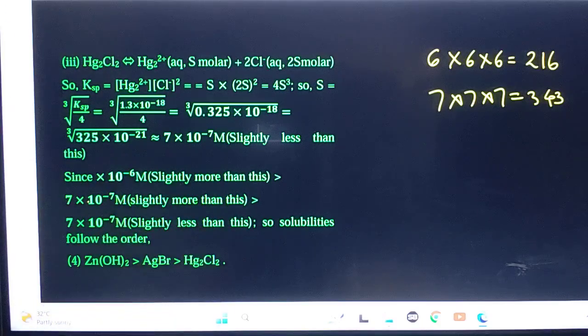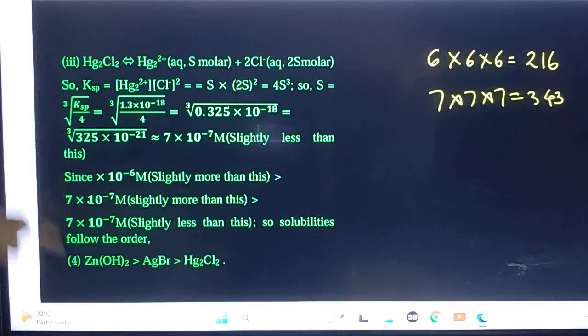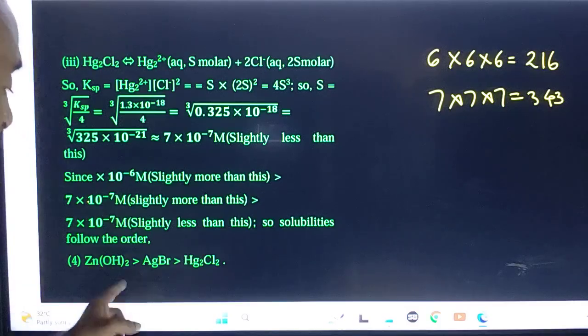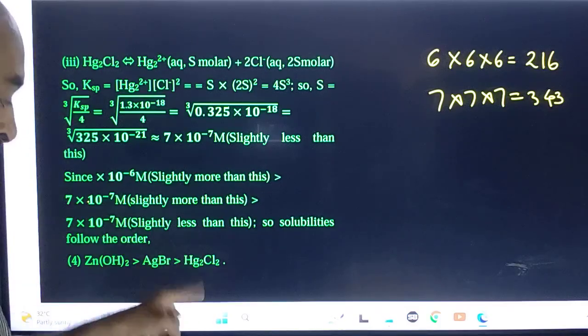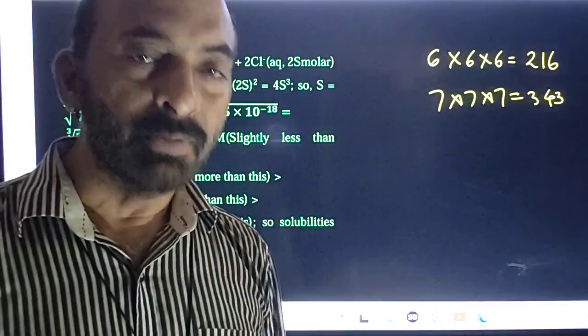So the solubilities will be of the order, from this discussion: zinc hydroxide is the most soluble, followed by AgBr, and least for Hg2Cl2. So our correct answer among the given list is the fourth one: Zn(OH)2 is greater than AgBr, which is still greater than Hg2Cl2. Hg2Cl2 is the least soluble salt here.